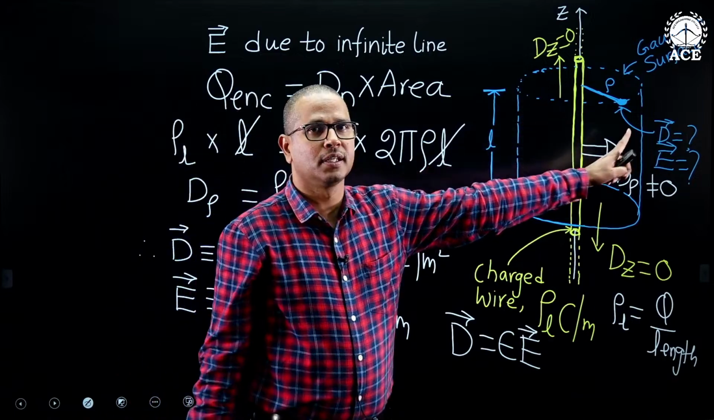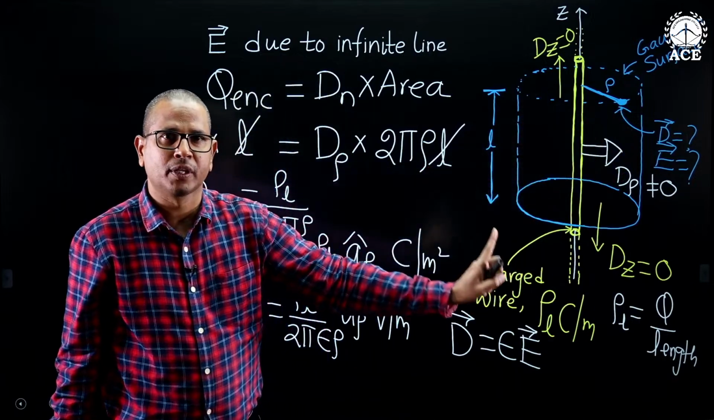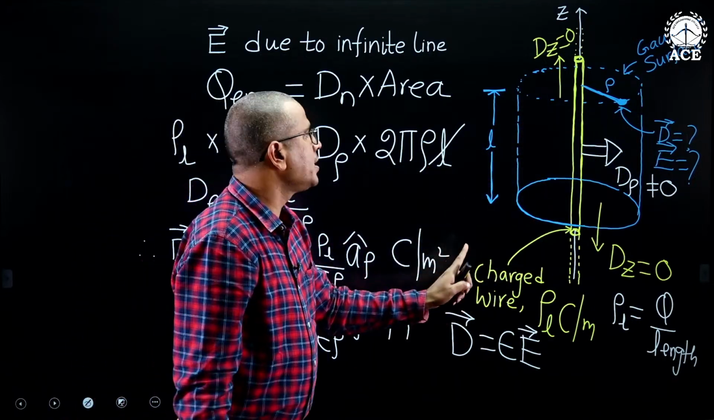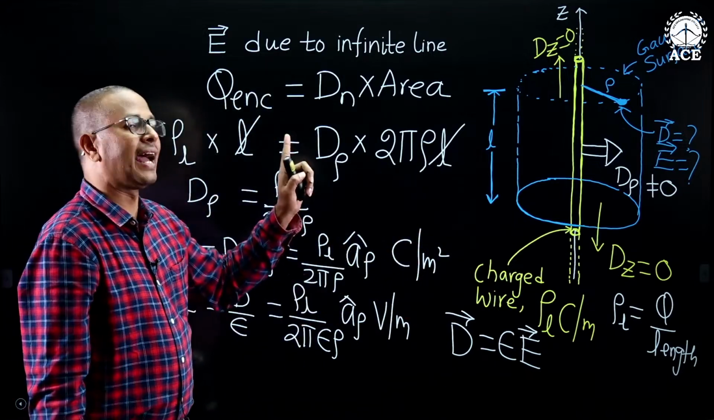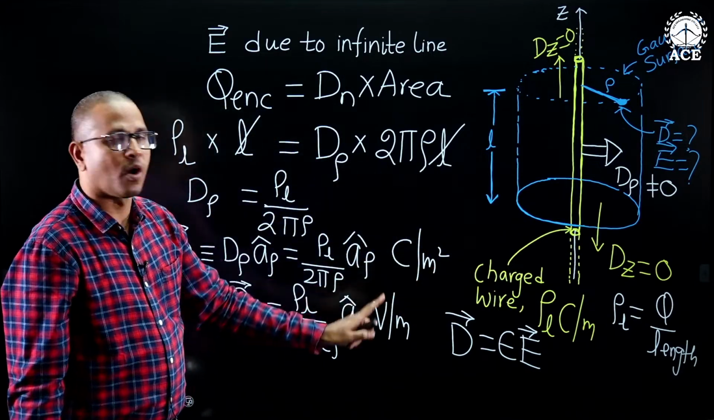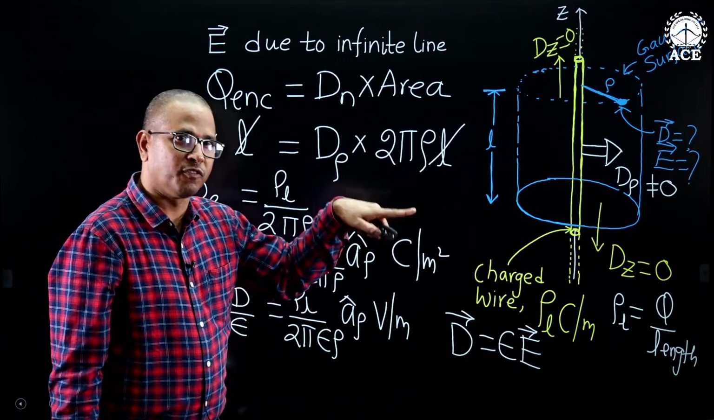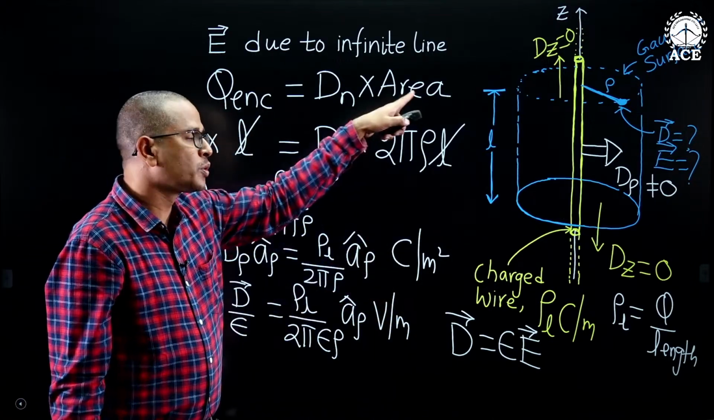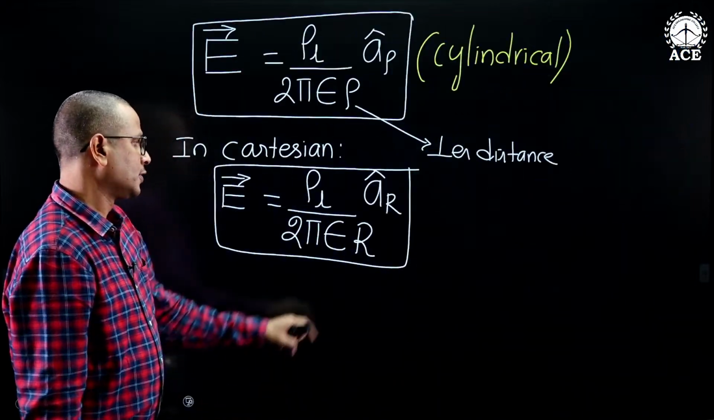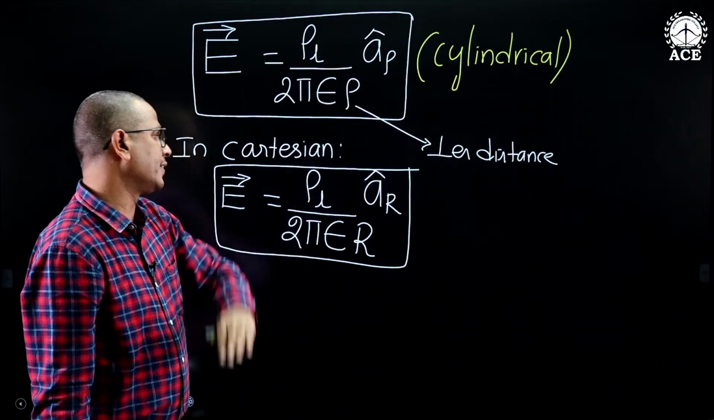Rho is always in cylindrical coordinate system. Rho is always the perpendicular distance measured from its axis. So at any cost, while evaluating electric field due to an infinite line, we should have the perpendicular distance. For that I have shown the R generalization.